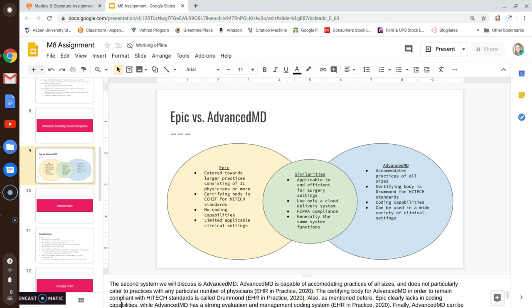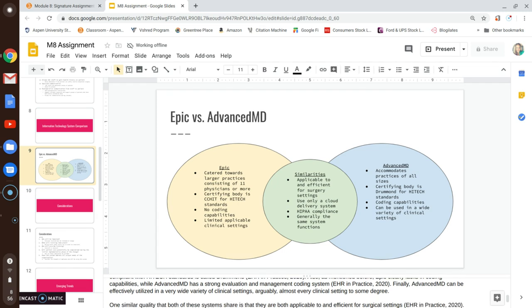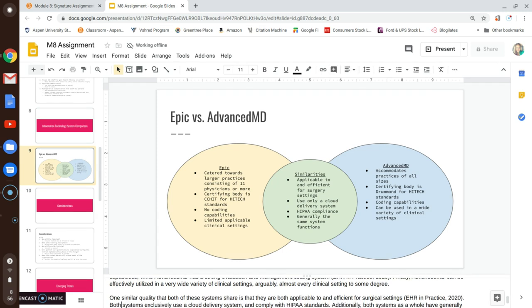Drummond. Also, as mentioned before, Epic clearly lacks in coding capabilities, while Advanced MD has a strong evaluation and management coding system. Finally, Advanced MD can be effectively utilized in a wide variety of clinical settings, arguably almost every clinical setting to some degree.